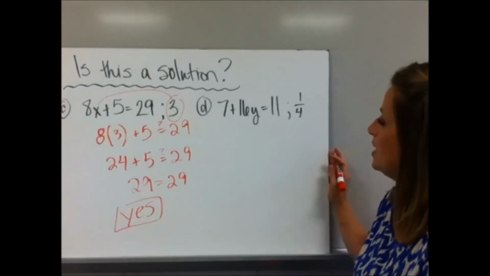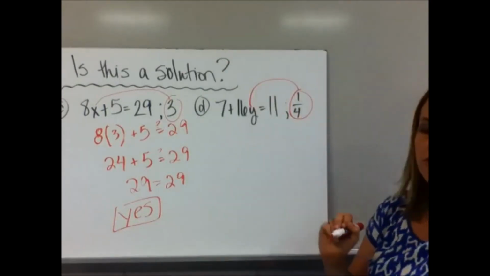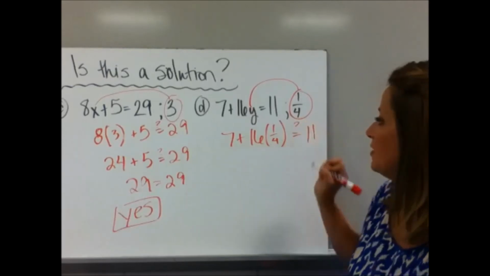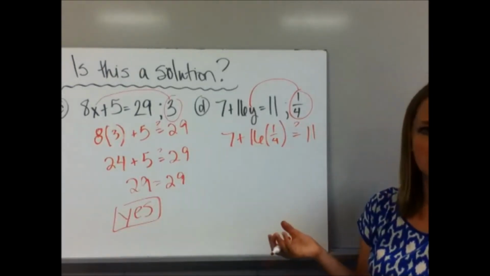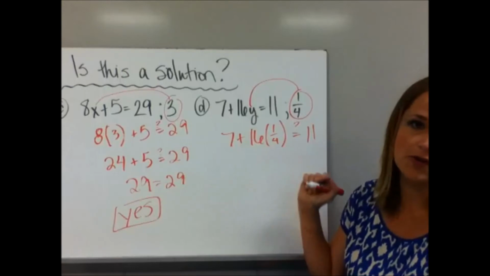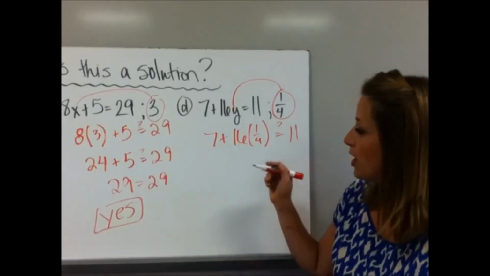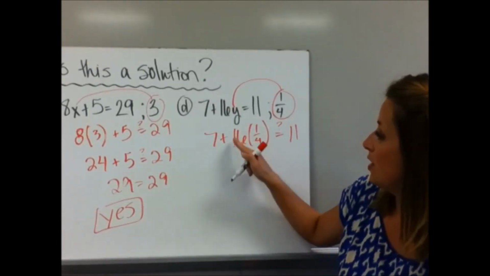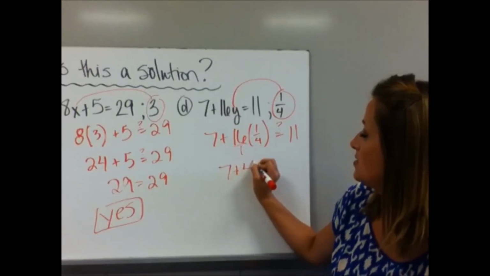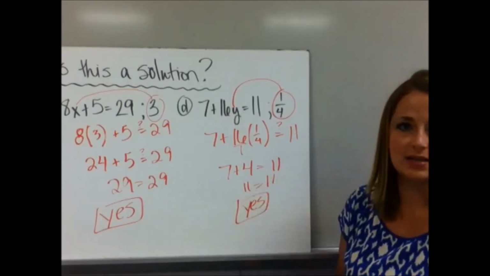Let's take a look at the next one. 7 plus 16y equals 11. Let's see if that's true for 1/4. So we're going to take 1/4 and put it in for y. 7 plus 16 times 1/4. Let's see if that equals 11. Now don't stress yourself out saying, oh, I forgot what to do with fractions. Well, 16 times 1/4, remember the word of means multiply. What is 1/4 of 16? If you divide 16 by 4, you get 4, if you split 16 into 4 equal parts. Or if you actually did multiply fractions, 16 over 1, 16 times 1 is 16, 1 times 4 is 4, 16 divided by 4 is 4. So 7 plus 4 equals 11. 11 does equal 11, so yes, this is a solution.